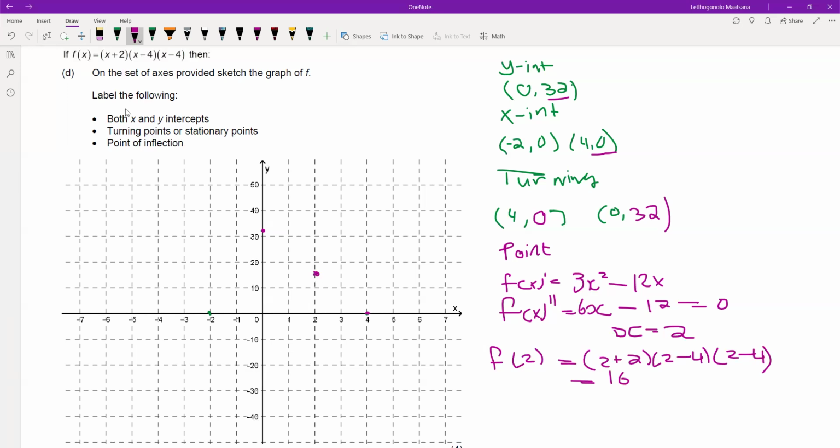So our a value is positive, and therefore our graph would start off as a sad face and then come through as a smiley face. You just have to make sure you go through those points and actually show those points. So that point there is (2, 16). This point here is (4, 0). And that point there is (-2, 0). And the turning point, which is also our y-intercept, would be (0, 32).